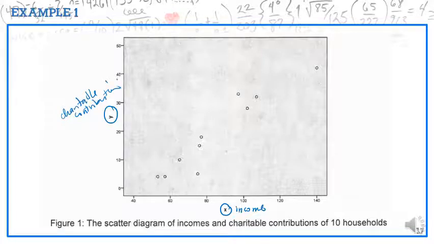And from the scatter plot, we can see that there exists a positive linear correlation between income and charitable contribution. Because here, as you can see, as x increases, y tends to increase. Positive relationship between the two variables.